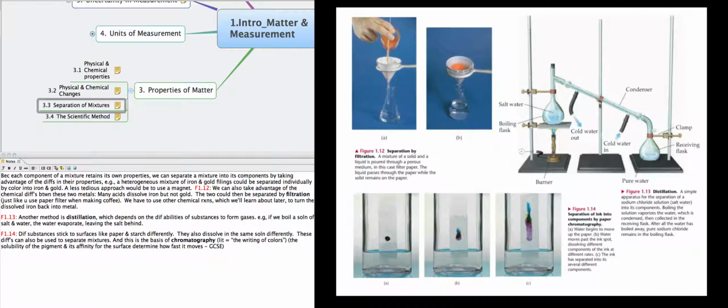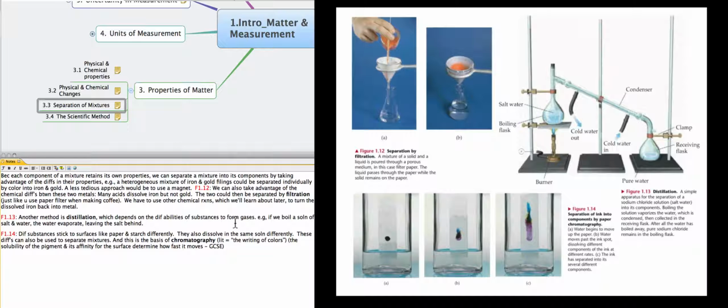Because each component of a mixture retains its own property, we can separate a mixture into its components by taking advantage of the differences in their properties. For example, a heterogeneous mixture of iron and gold can be separated by cutter into iron and gold. A less tedious approach would be to use a magnet.